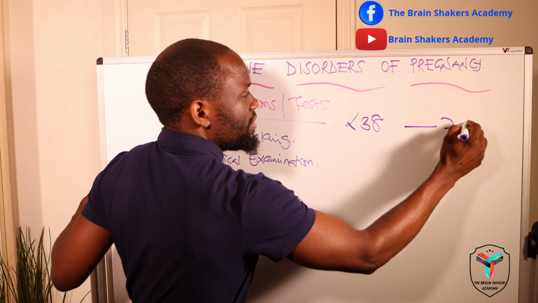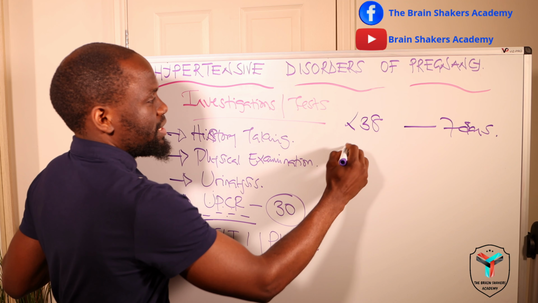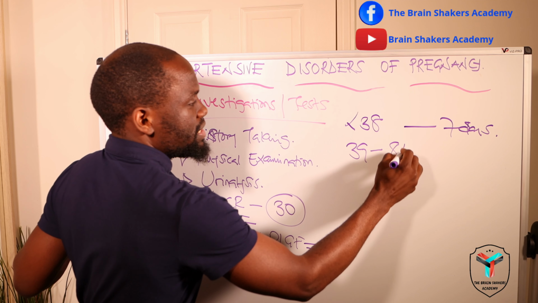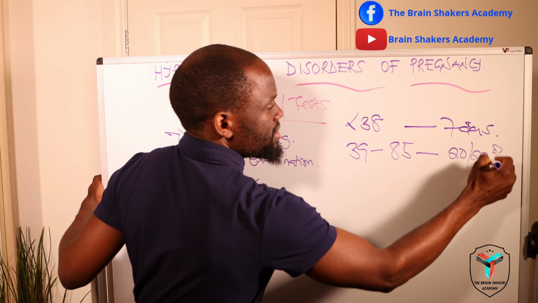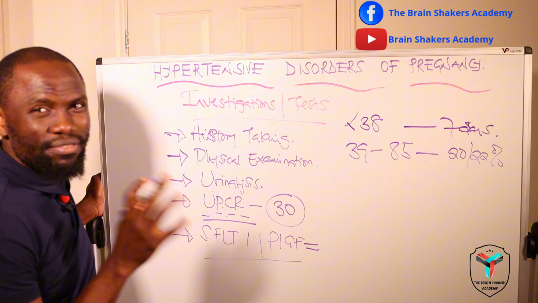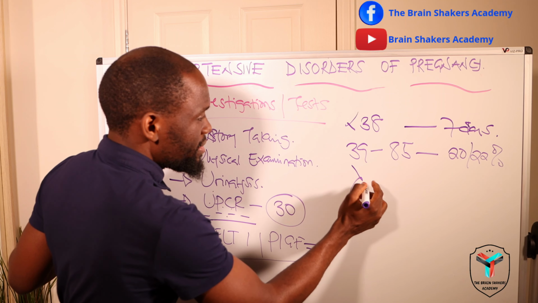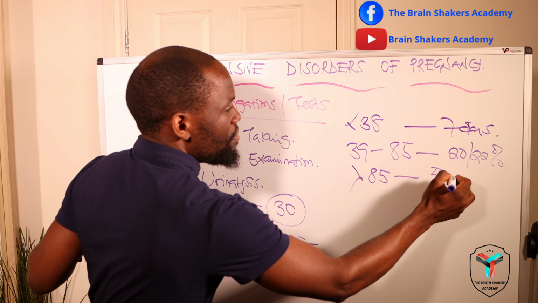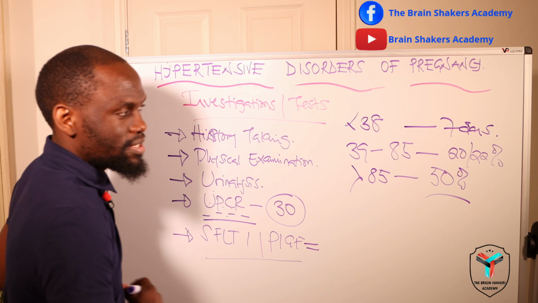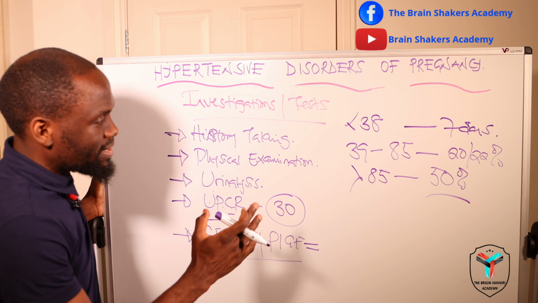next 7 days. Now, if you find that it is above 38, let's say 39 to about 85 here, you have about a 20 to 22% chance of this woman developing preeclampsia in the next 7 days. And then if you find anything above 85 here, you have over a 50% chance that this woman is going to develop preeclampsia in the next 7 days.